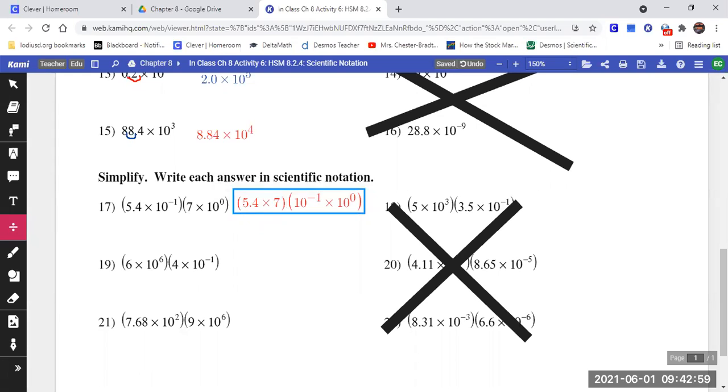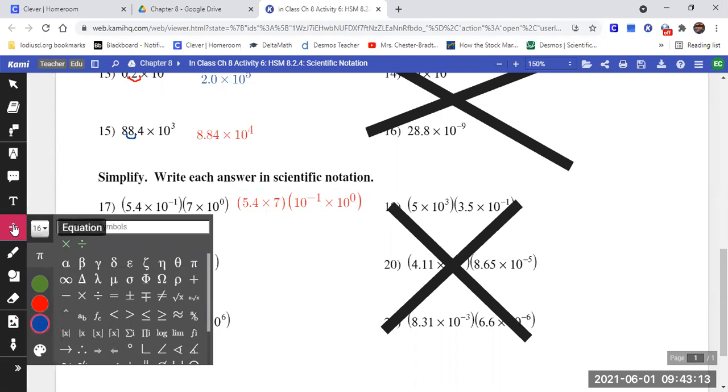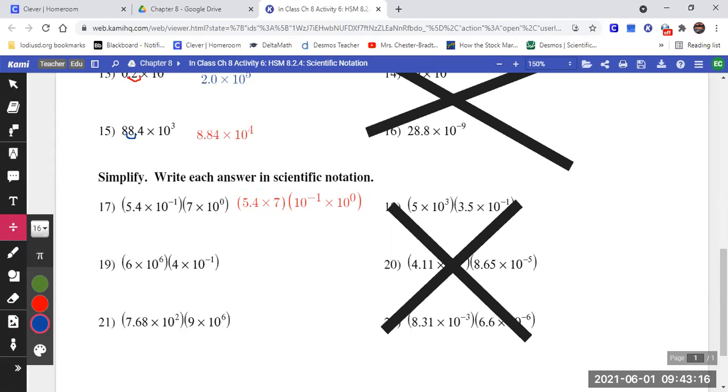According to our rules, when we have two numbers side by side, and they're the same base, what are we supposed to do with their exponents? We learned it last week. We're going to add the exponents. Okay. Then we're going to use a calculator to solve this. So someone, please use their calculator and do 5.4 times 7, and tell me what the calculator tells you.